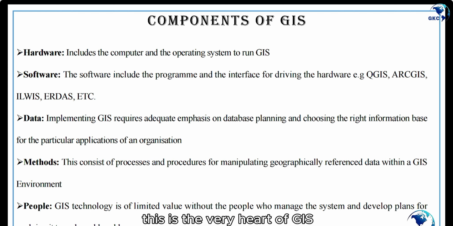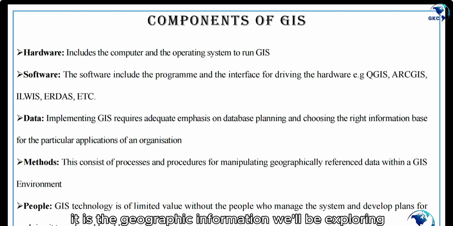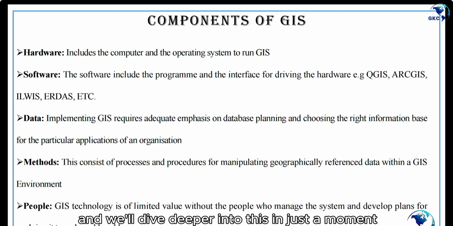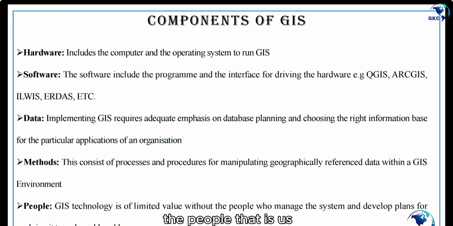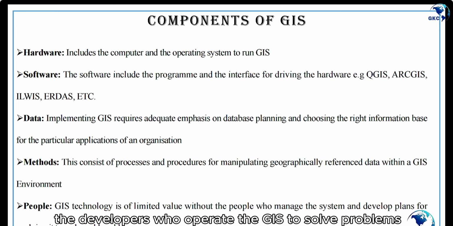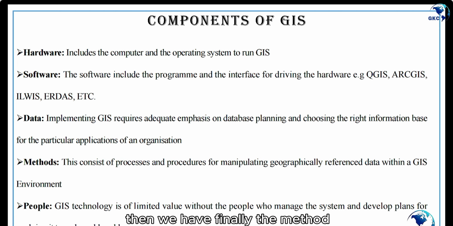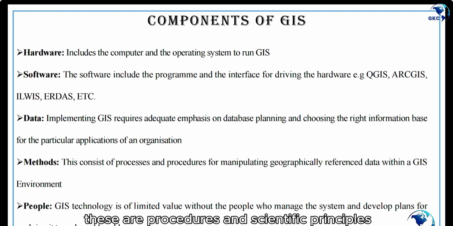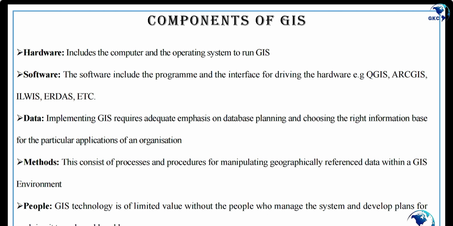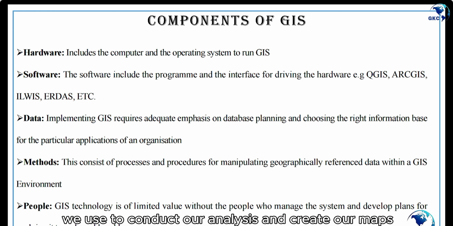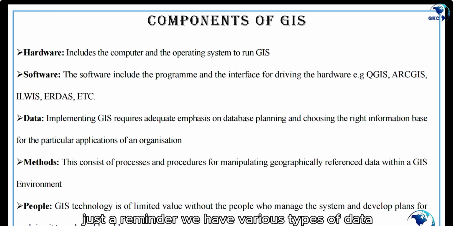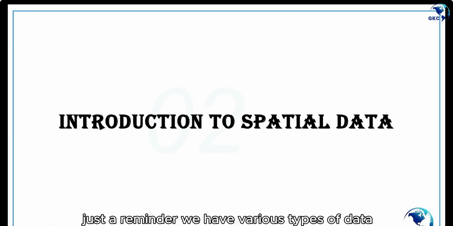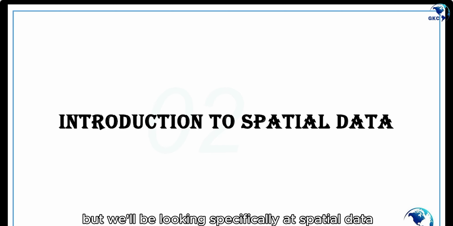The data, this is the very heart of GIS. It is the geographic information we'll be exploring, and we'll dive deeper into it in just a moment. The people, that is us, the users, the analysts, the developers who operate the GIS to solve problems. Then we have, finally, the methods. These are procedures and scientific principles we use to conduct our analysis and create our maps. Just a reminder, we have various types of data, but we'll be looking specifically at spatial data.